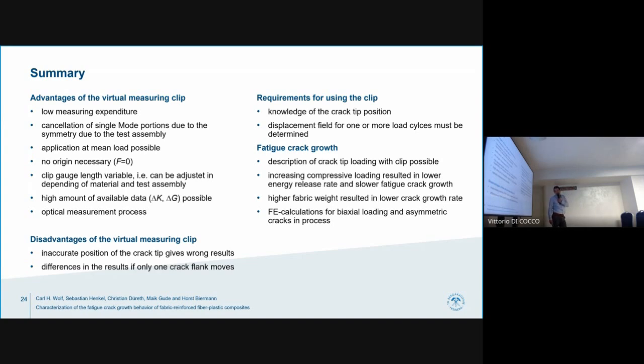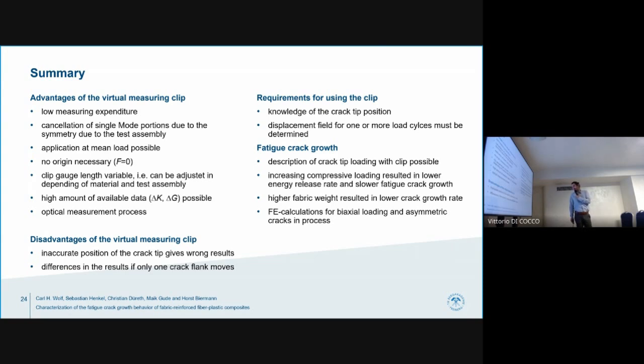Of course, we have some disadvantages. If we have an inaccurate position of the crack tip, we got wrong results. And if we have a uniaxial loading, it could be possible that only one crack flank moves, and due to it, we got wrong results. What is necessary? The knowledge of the crack tip position and the displacement field for 1 or more load cycles.